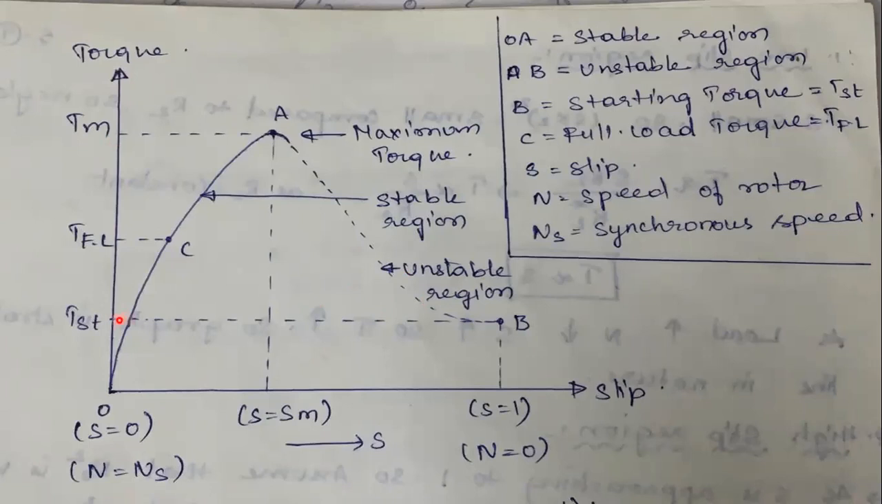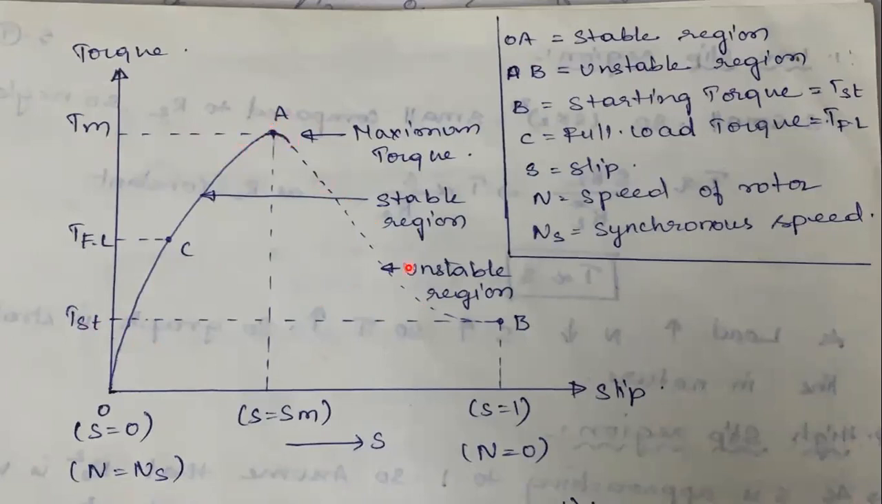These are the different values. At starting, what will be the torque, at full load, what will be the torque, and at maximum torque, what will be the slip. OA is the stable region, I will explain how we get the stable region of the OA part, and AB is the unstable region.